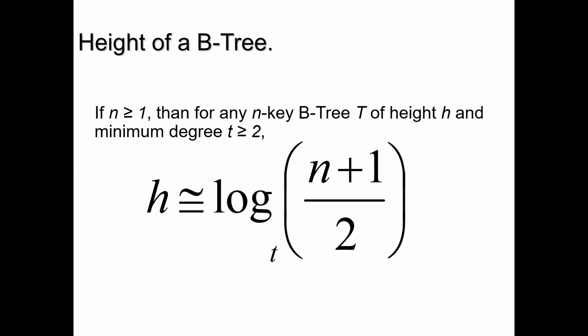For example, if we have 1 million keys, then we will replace n with 1 million, and let's suppose the minimum degree of the B tree, which is t, is 3. Then this would be log base 3 of (1 million plus 1) divided by 2.